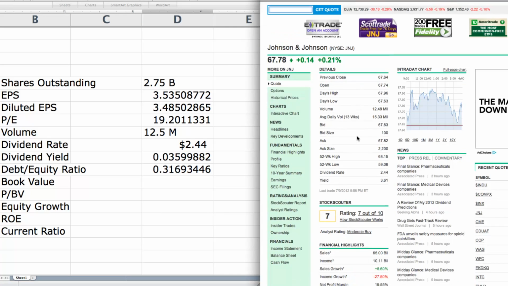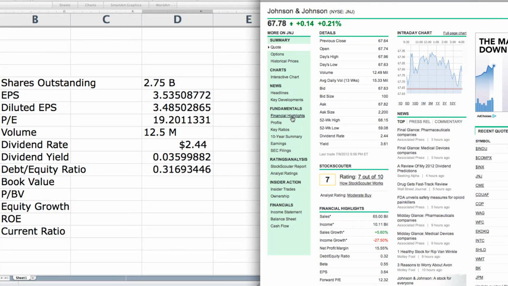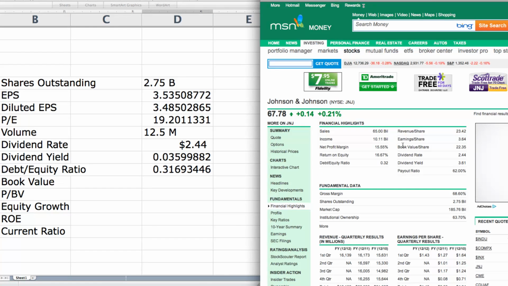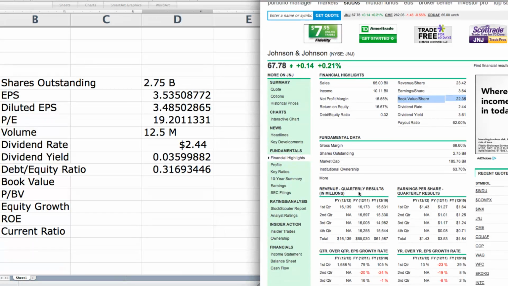Your book value isn't going to be listed here, but if you go to your financial highlights tab, you can go ahead and click on that. You're going to see that they calculate the book value for you right here at $22.35. But you're probably wondering, how are they calculating that number? So let me show you how to calculate that number.